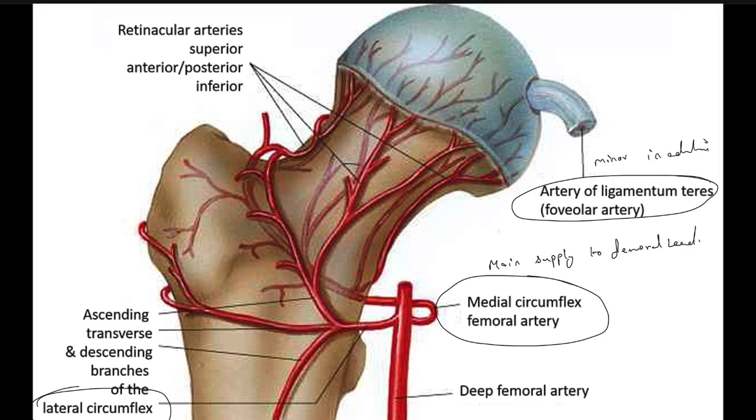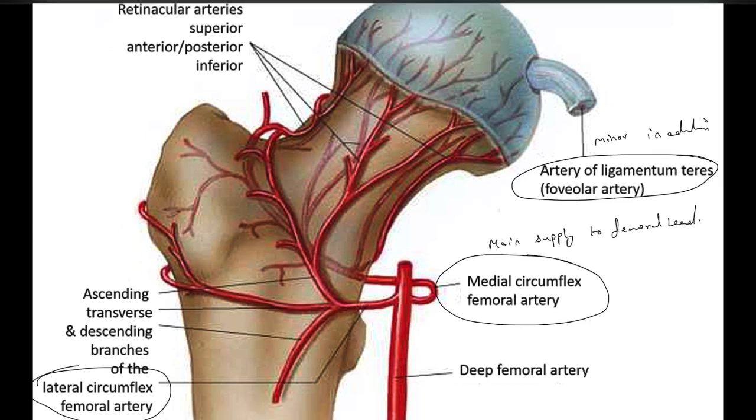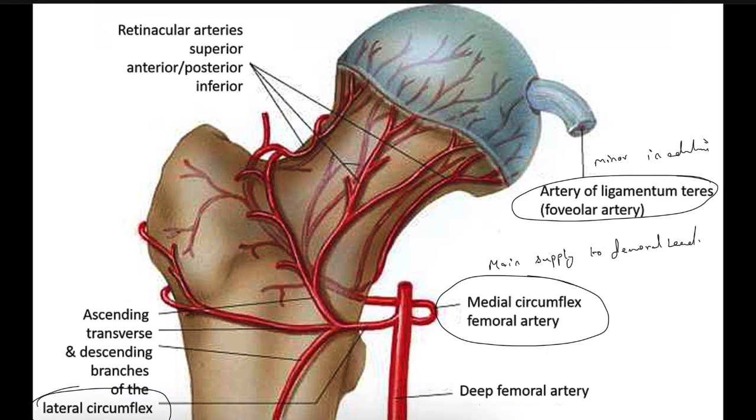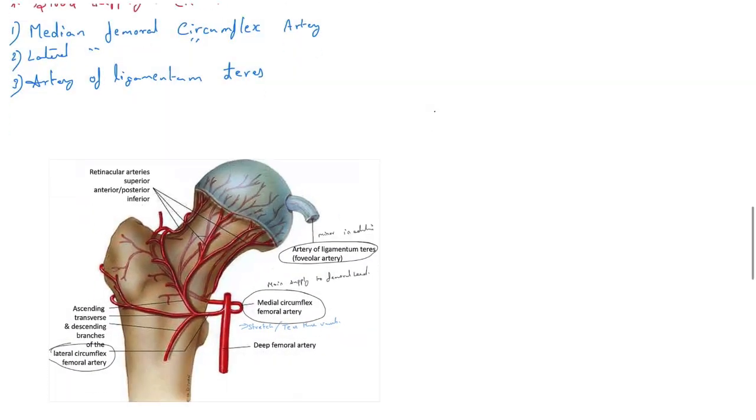Why this is important, why I am focusing here mostly: if any patient gets a hip dislocation, then it can cause stretching of these arteries or tearing of these vessels, especially in posterior dislocation, and it increases the risk of avascular necrosis. So that's why I'm mostly focusing on this circulation.